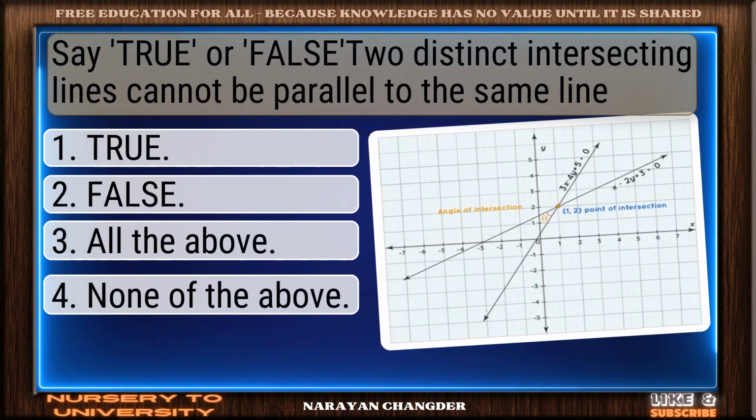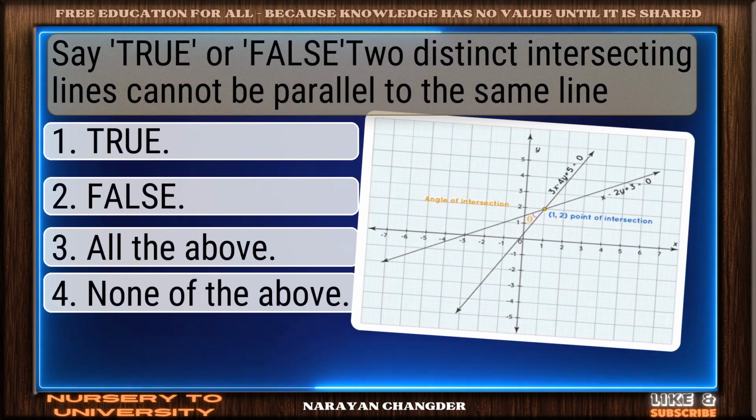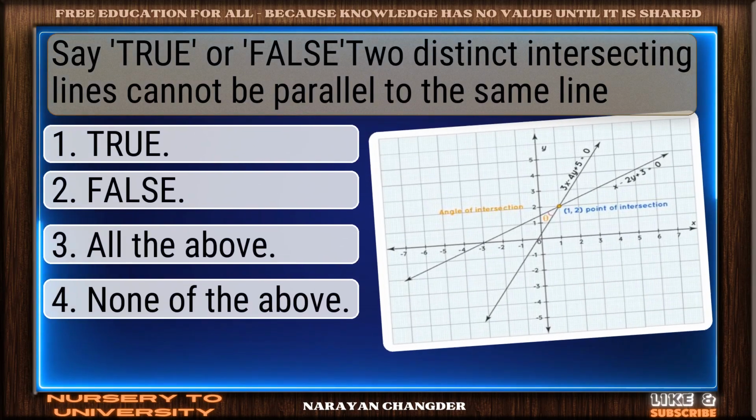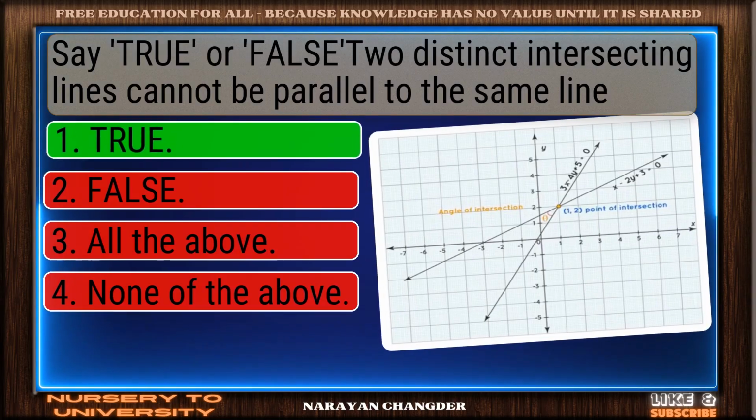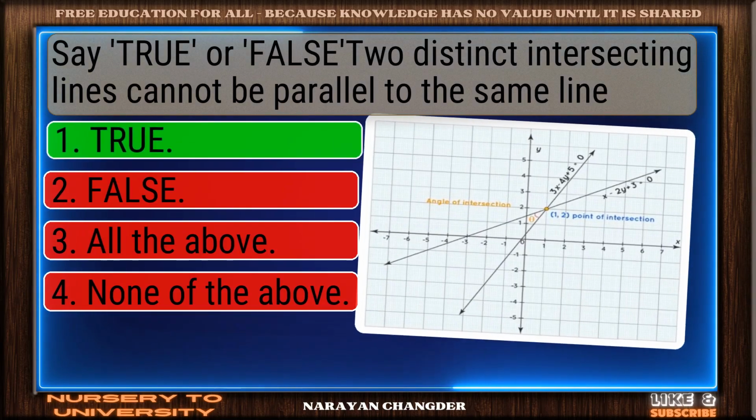Question number 13. Say true or false. Two distinct intersecting lines cannot be parallel to the same line. On track. True is the correct answer.